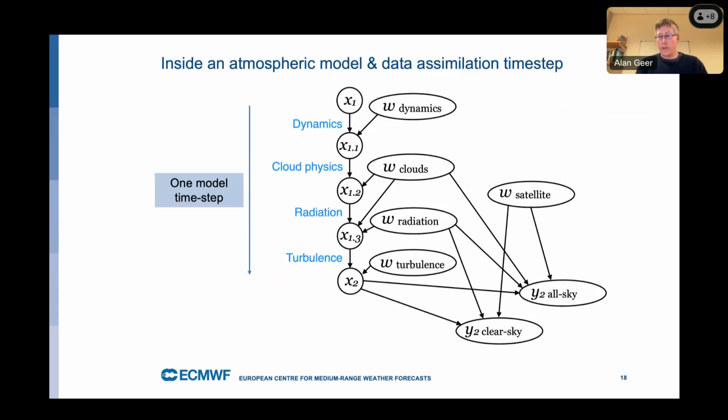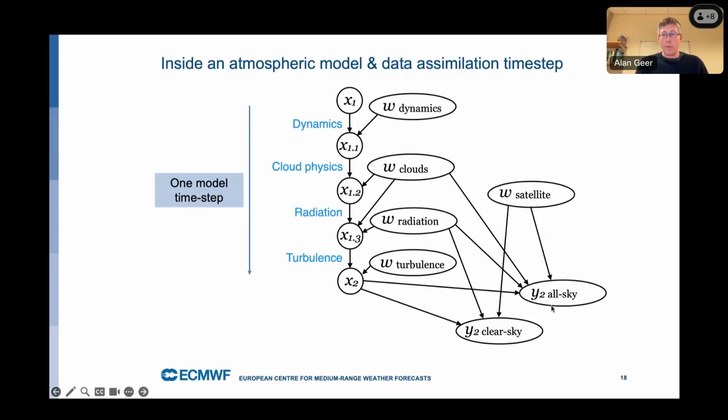Now, the other thing is you can break that model down. You can look at each time step as a series of, for example, different physical processes. So going from x1 to x2 might be the time step of one physical forecast model with a dynamic scheme, a cloud physics scheme for the atmosphere, radiation, and so on. As I mentioned earlier, in a data assimilation context, you're always having to generate observation equivalents, which are these Ys, here representing all sky and clear sky observations.